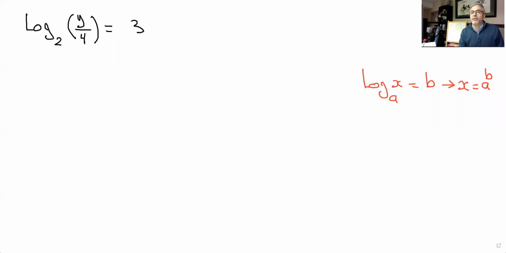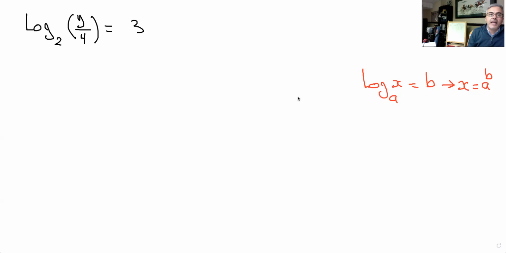Now with this question right here, they want me to solve for y. And they give me log base 2 of y over 4 equals 3. So I'm going to resort to this rule that allows me to change from log form to exponential form. So if you look at this here, x represents the y over 4, a represents the 2, and b represents the 3.